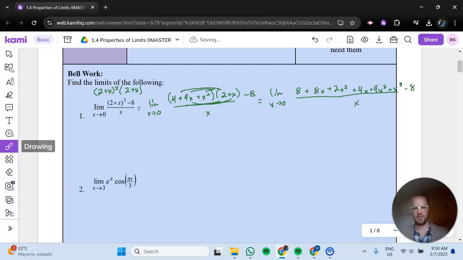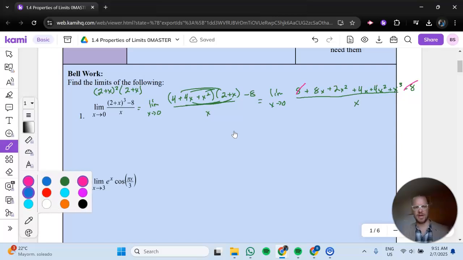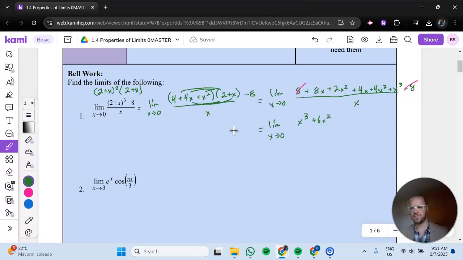So then what I can do is start to simplify this a little bit. You can see that the 8 and negative 8 cancel. And then I can put my x and x squareds together. And so I'm going to get the limit as x approaches 0. Let's do it in descending order. So x cubed plus 6x squared plus 12x. And it's still over x. And now you can see that x is a part of everything, which I'll show again here. Okay, I can pull out that common factor of x.